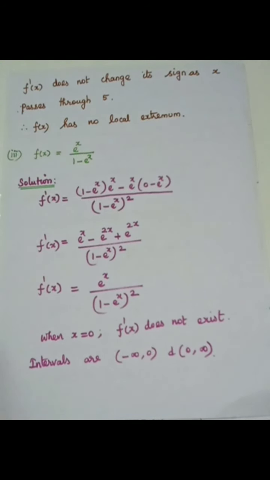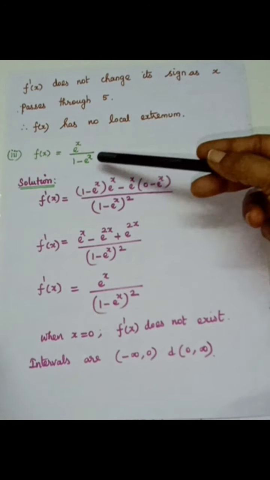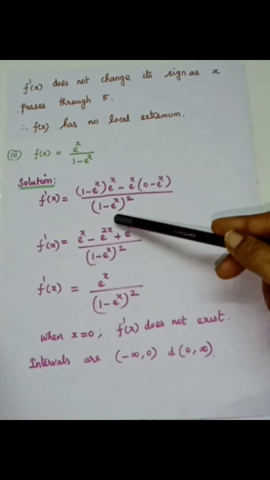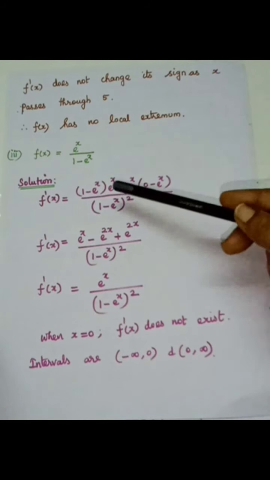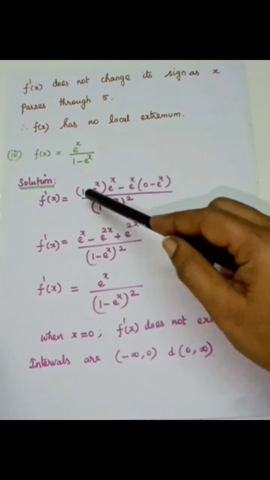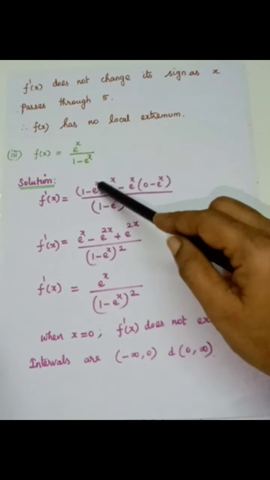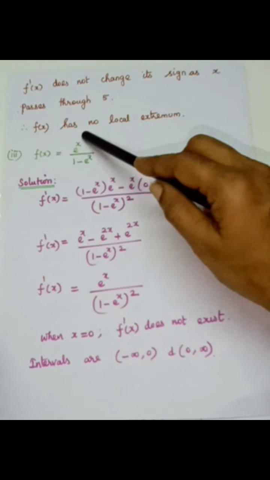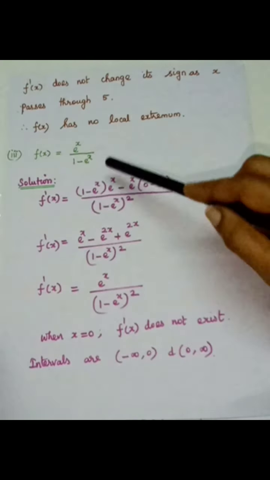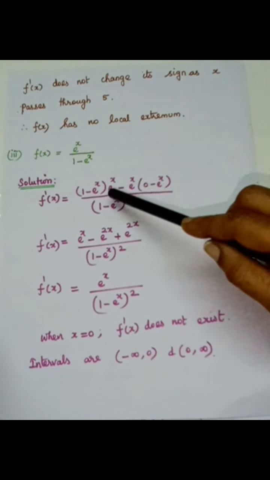Okay, come to the third subdivision. F of x is equal to e power x divided by 1 minus e power x. So, first step you have to find the first derivative. Again, here also you have to use the quotient rule. So, it is 1 minus e power x the whole square. So, here you have to write v, that is 1 minus e power x. Next, you have to differentiate u, that is e power x. So, when you differentiate e power x, it is e power x.